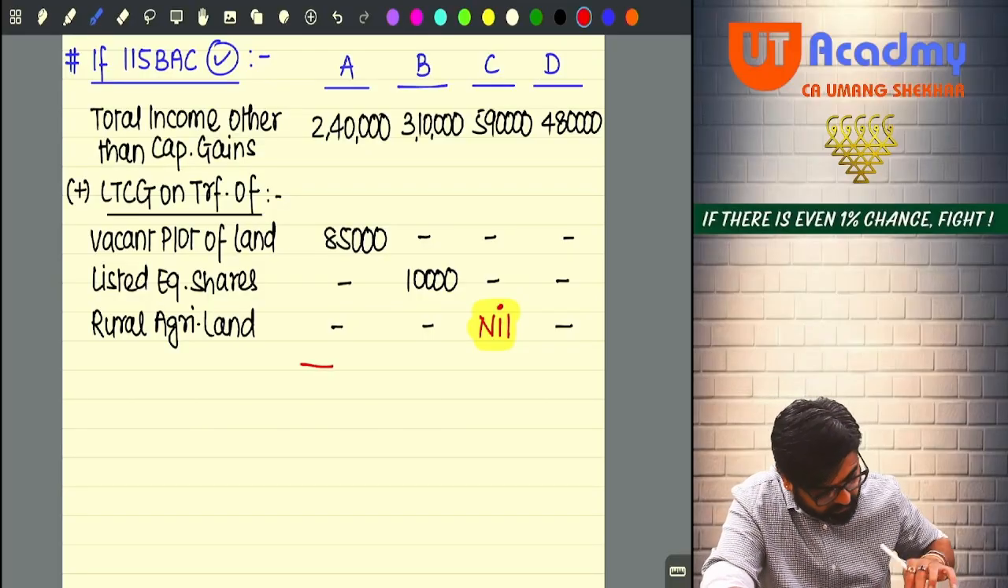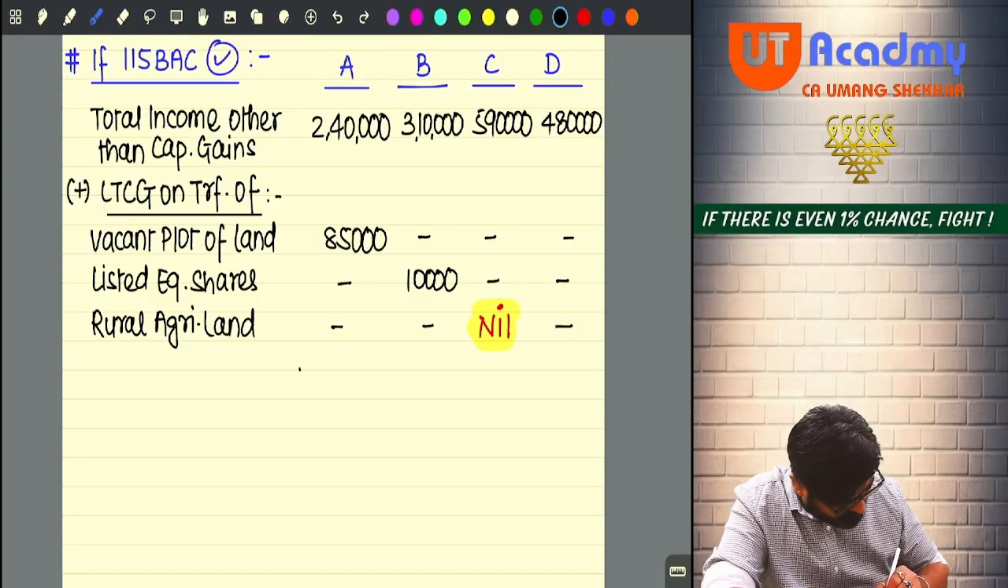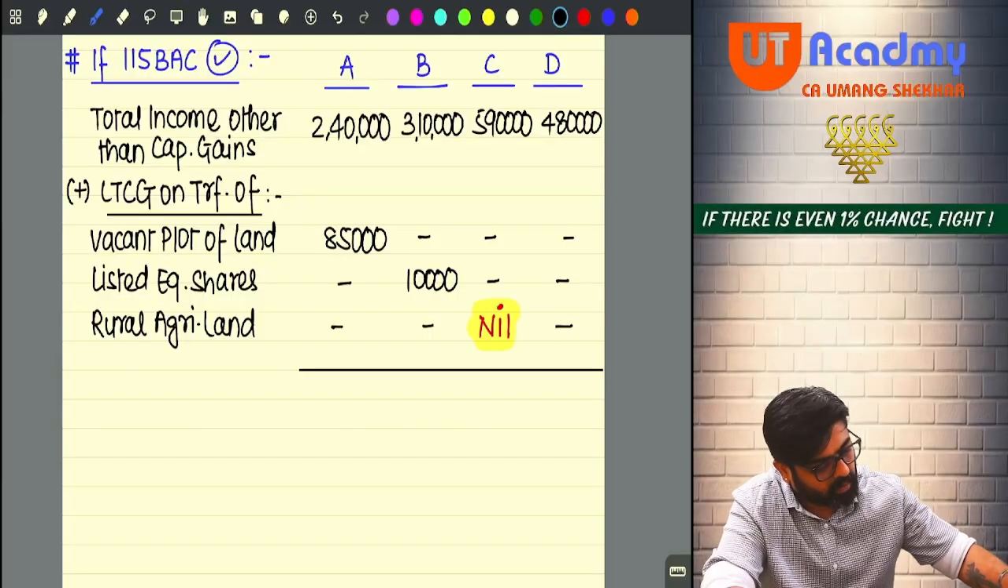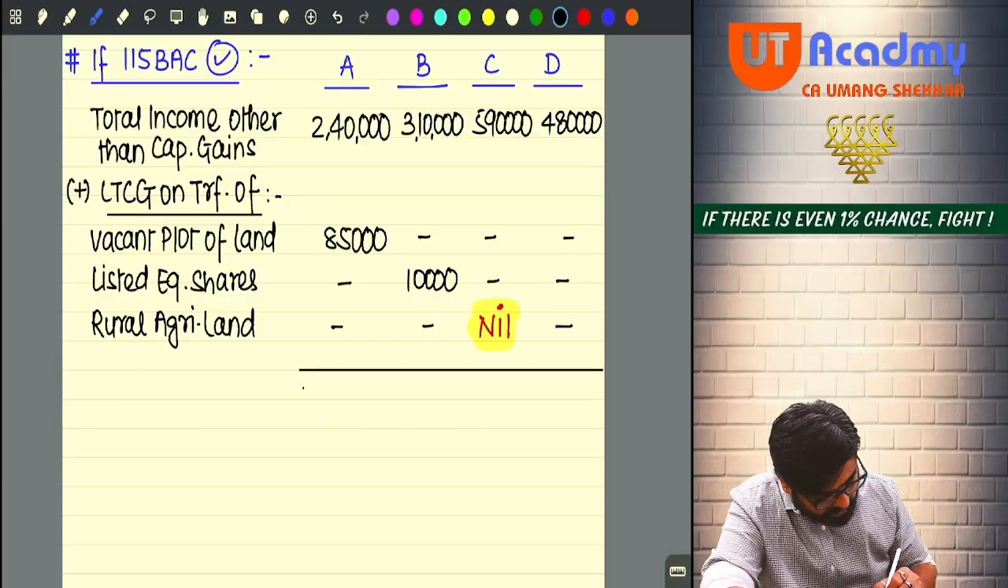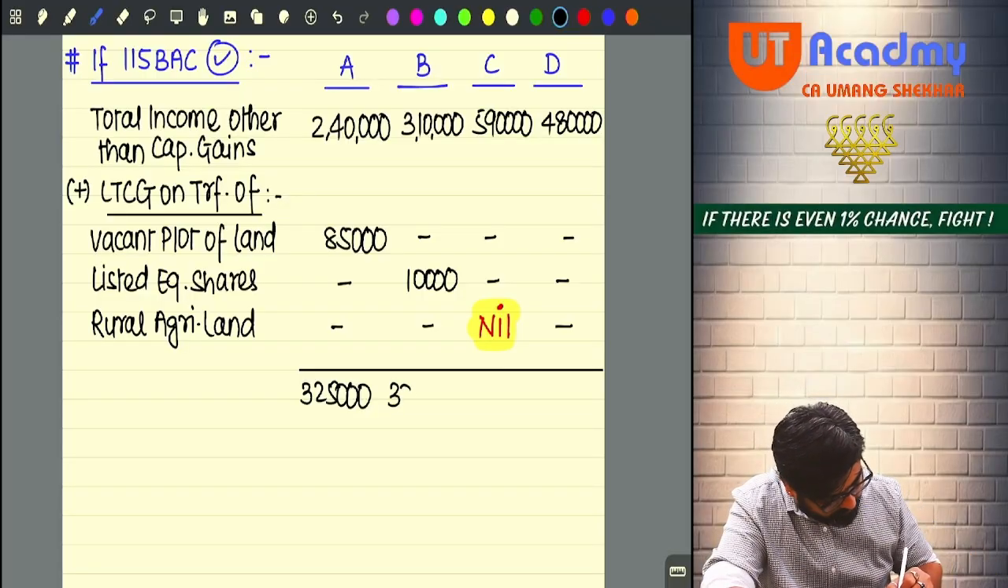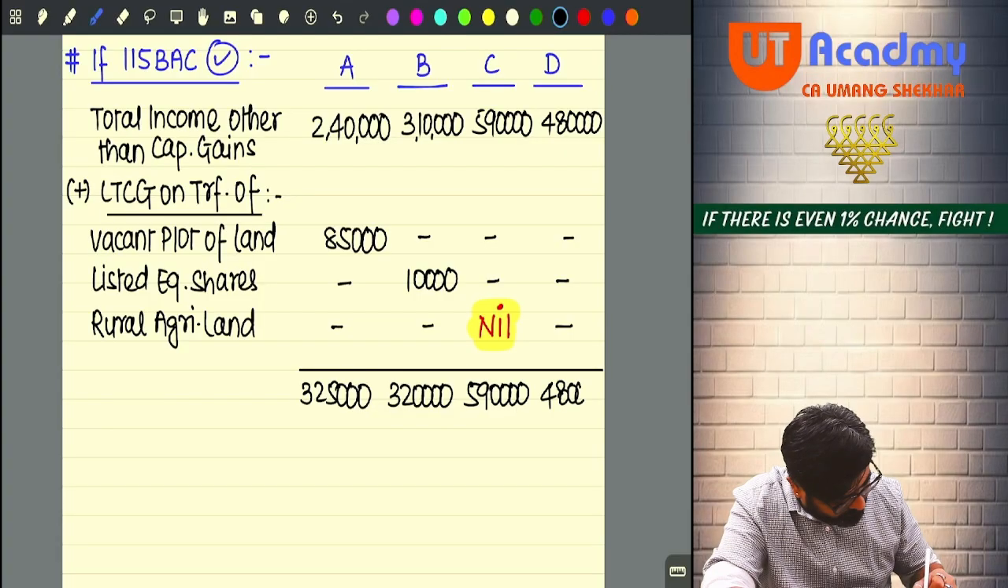Now can I calculate my total income now? Can you all calculate the total income, guys? Here it will be 2,40,000 plus 85,000. You will get 3,25,000. 3,10,000 plus 10,000, you will get 3,20,000. Here it will be 5,90,000. Here it will be 4,80,000.